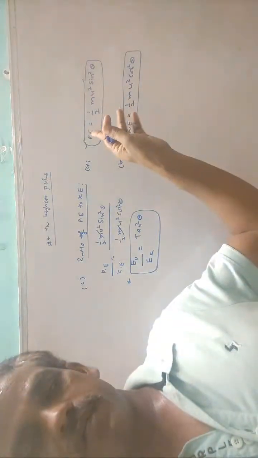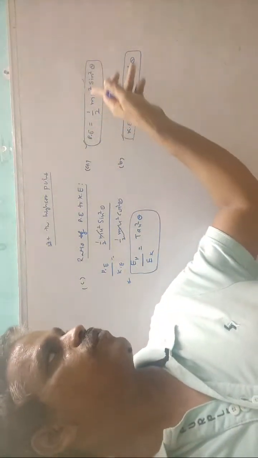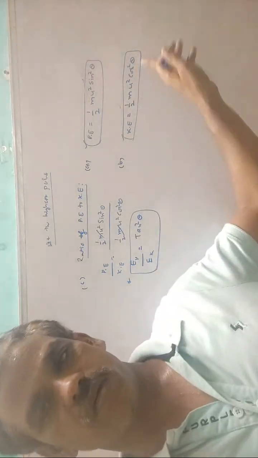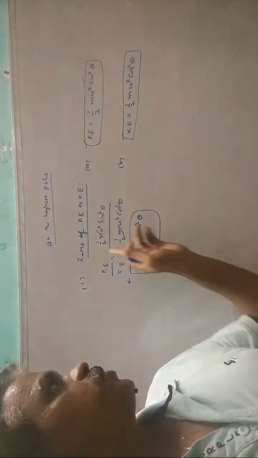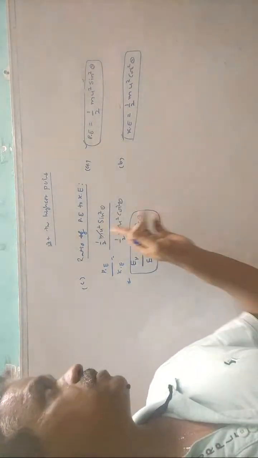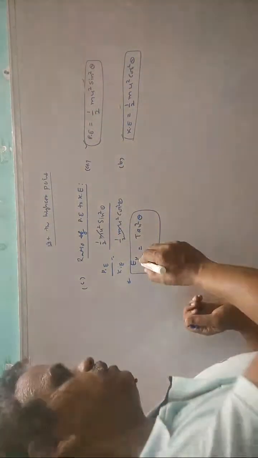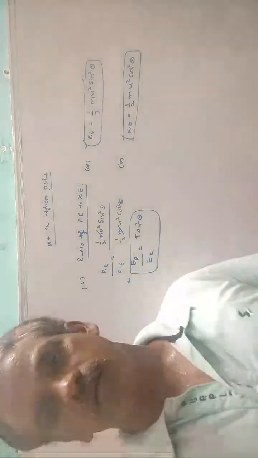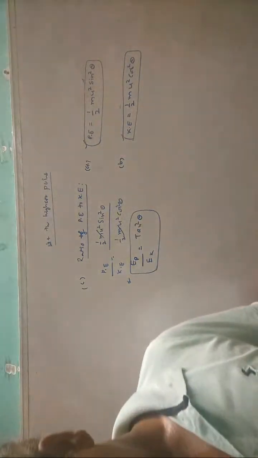C point. At the highest point, it has potential energy half m u square sin square theta, kinetic energy equal to half m u square cos square theta. See, I am discussing the ratio of potential energy to kinetic energy at the highest point. Potential energy by kinetic energy is equal to tan square theta. Write this point also.